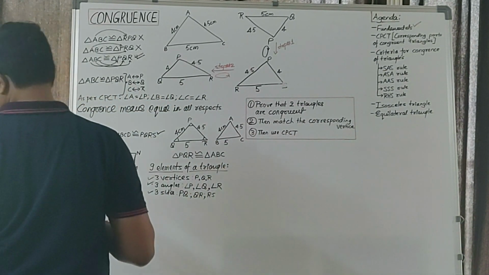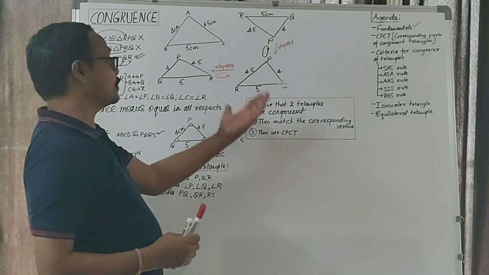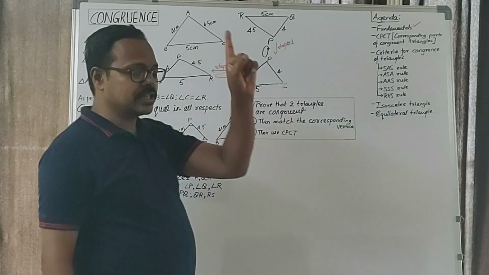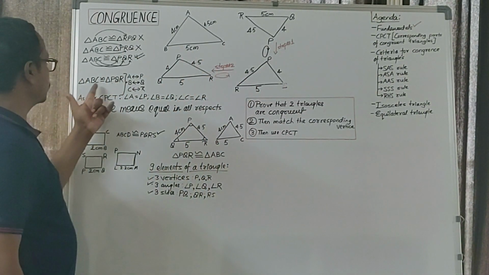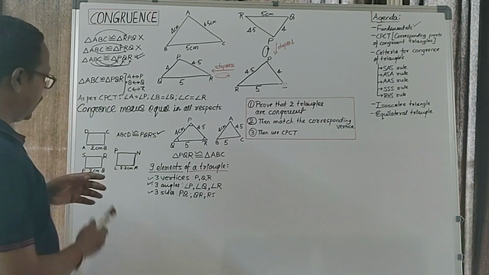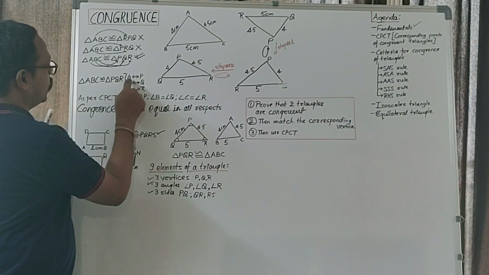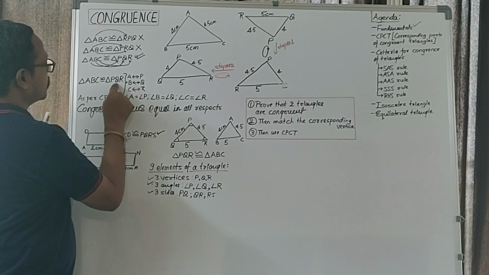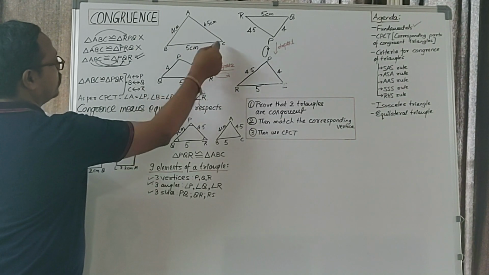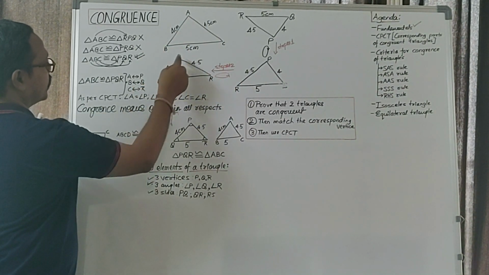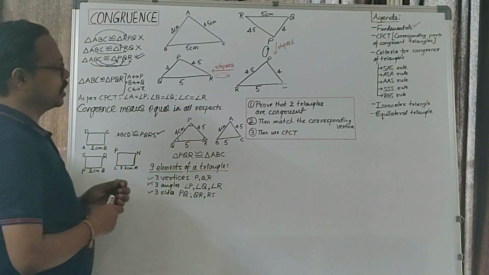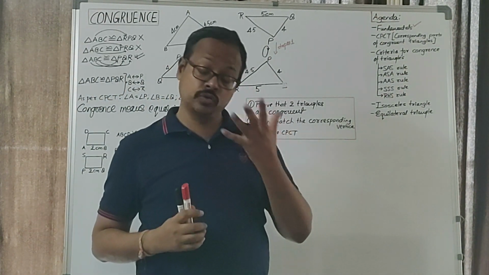So are we clear with when to apply CPCT? What are the steps for applying CPCT? This is the golden rule. Step number 1, prove that two triangles are congruent. And then match the corresponding vertices. If you are saying triangle ABC is congruent to triangle PQR, that means A is corresponding to P, you write here. Vertex B is corresponding to vertex Q. Vertex C is corresponding to vertex R. ABC are the vertices of triangle ABC and PQR are the vertices of triangle PQR. After matching the corresponding vertices, you can use CPCT. CPCT means corresponding parts of congruent triangles.